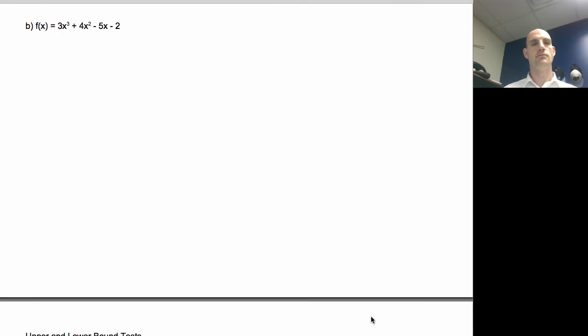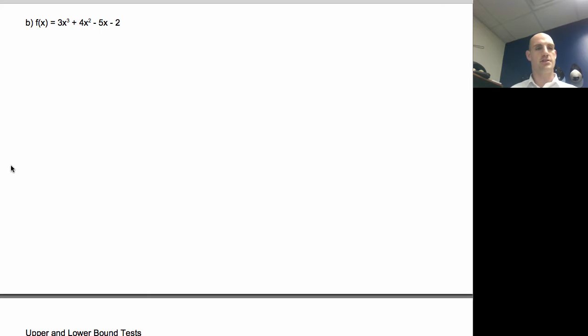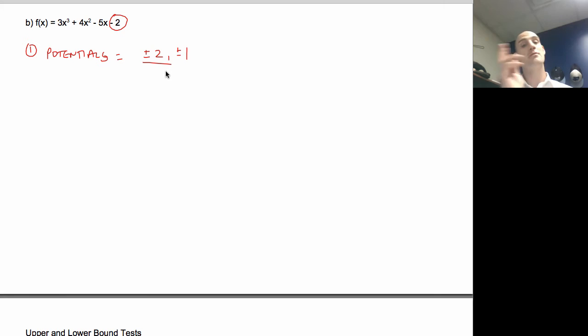Second part. I've got one that's got some different coefficients. So first I'm going to list my potentials. On top, I've got plus or minus 2 on top, because I could have negative 2 times negative 1, so my other factor is going to be 1 here. Negative 2 times positive 1, or positive 2 times negative 1. Okay, so those are my potential factors on top. On bottom, I'm going to look at my 3 here. So obviously plus or minus 1 and plus or minus 3.